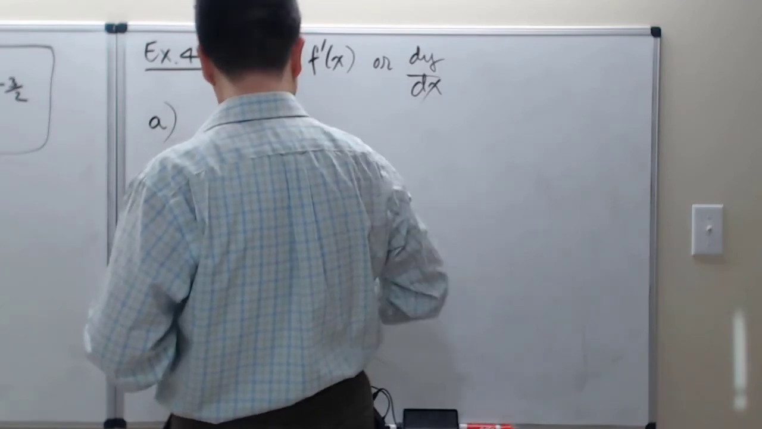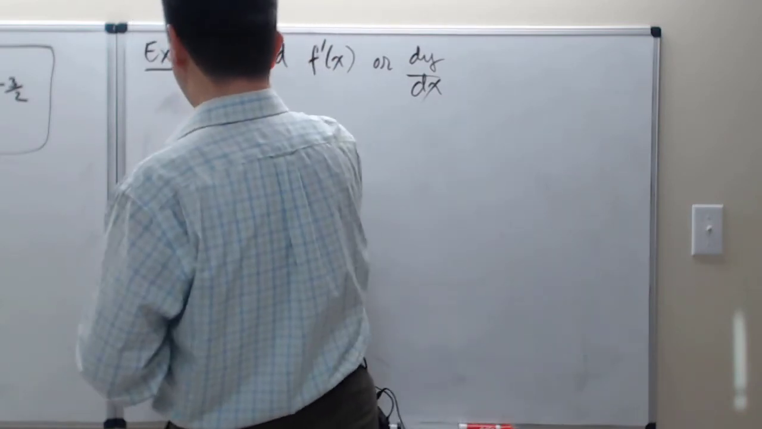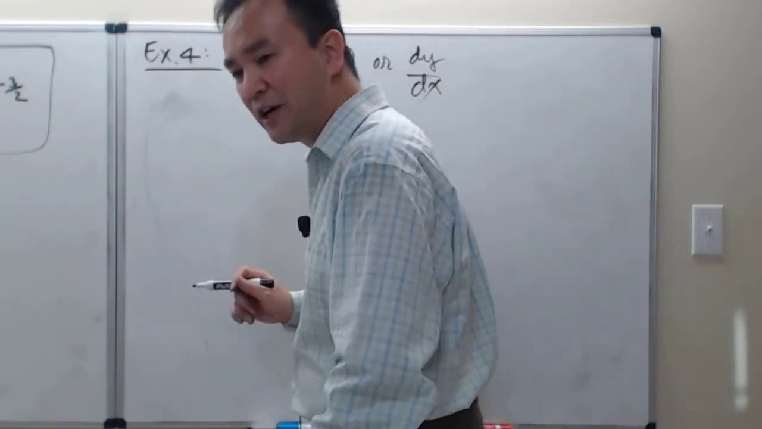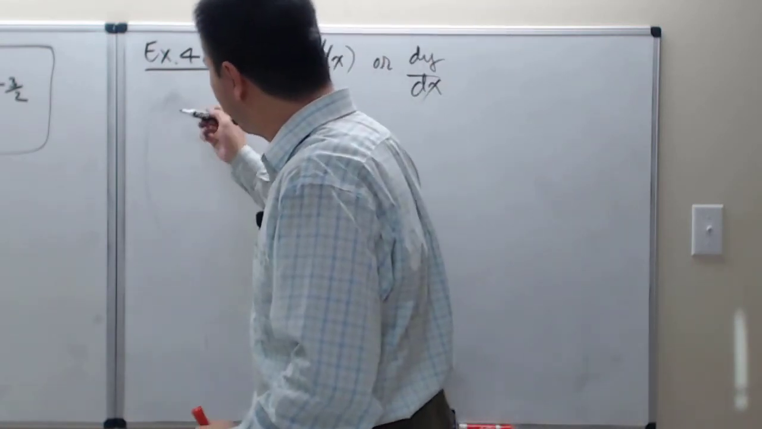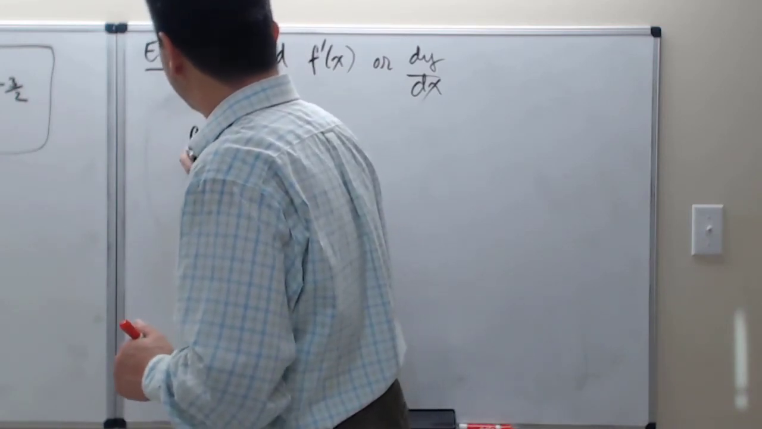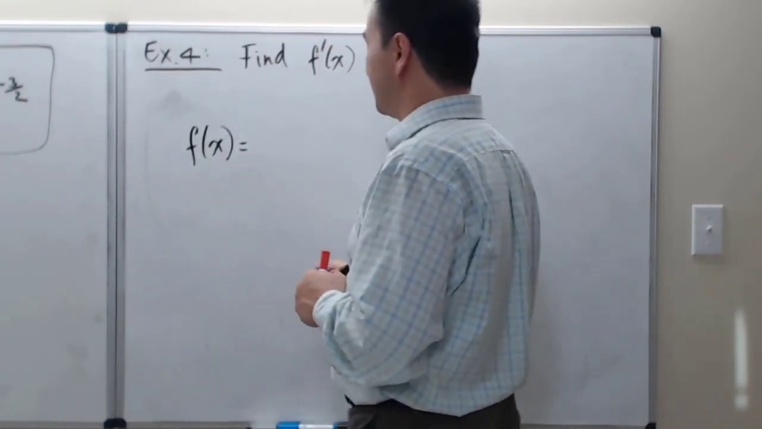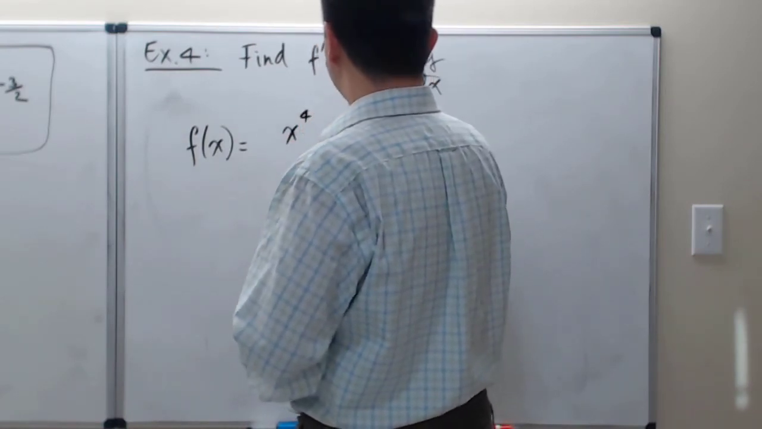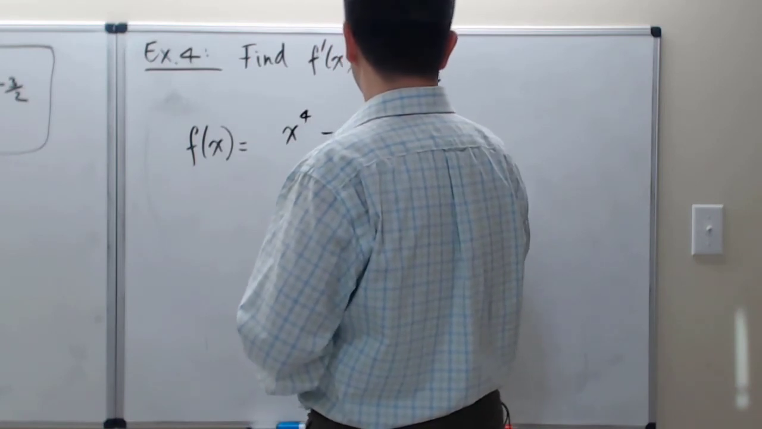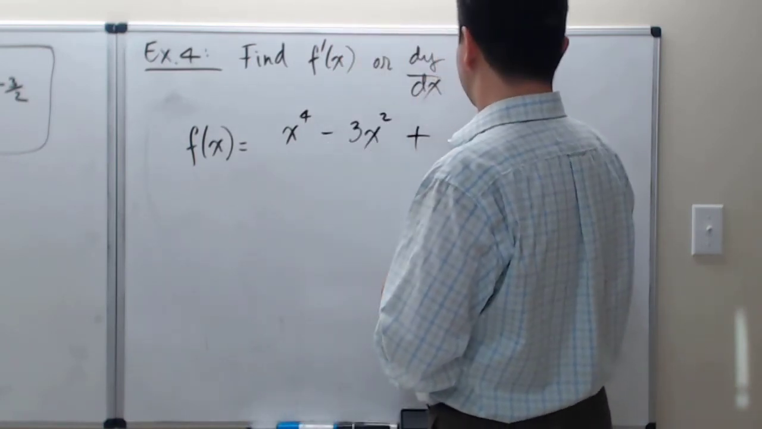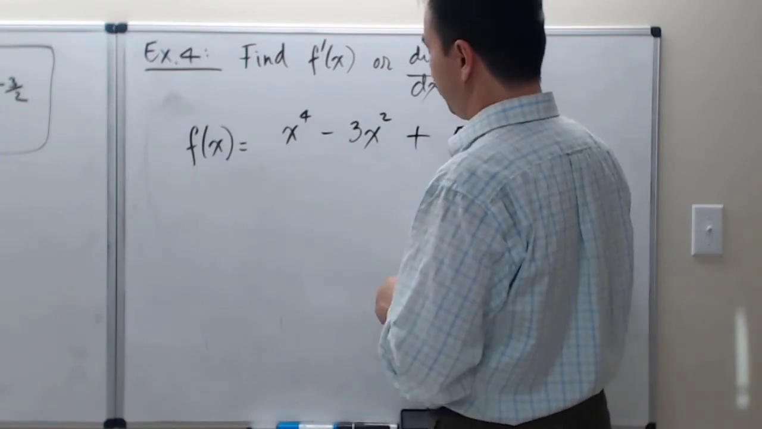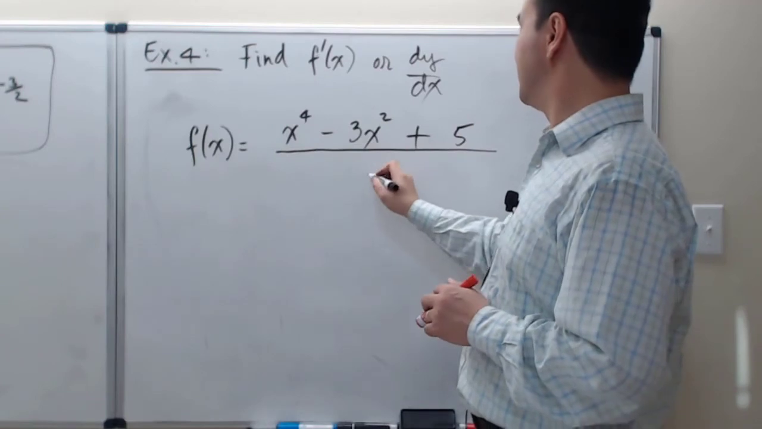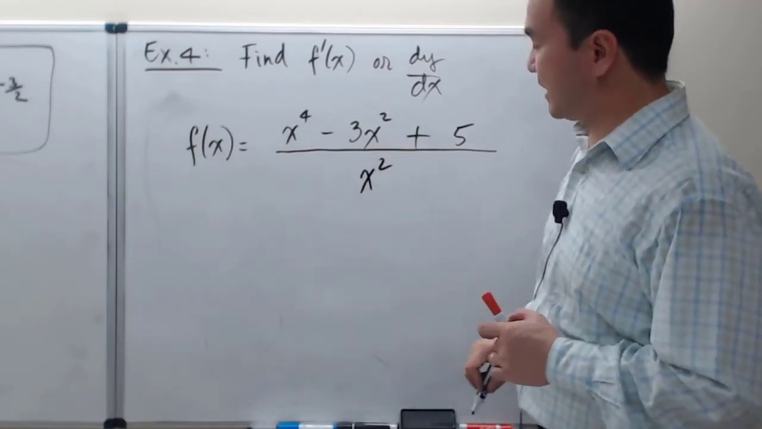Our function, and maybe it's just one problem that we need, and that's really it, and you will get a good hang of it. Anyone viewing this video is going to have a good hang of it. But how about our function is x to the 4th power minus 3x squared plus 5, all over x squared, for example.